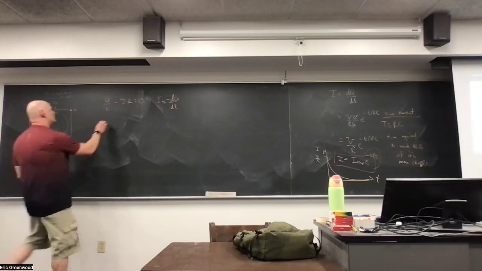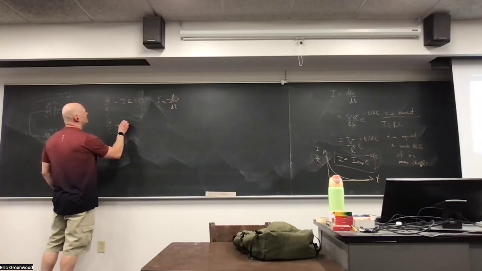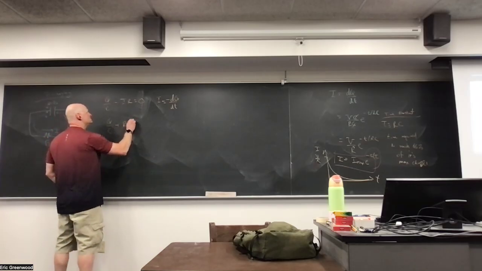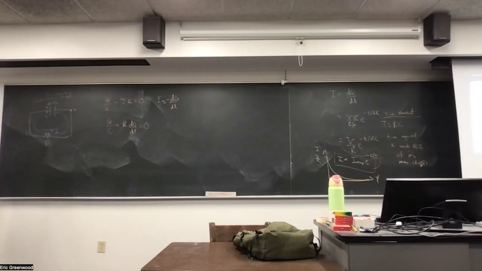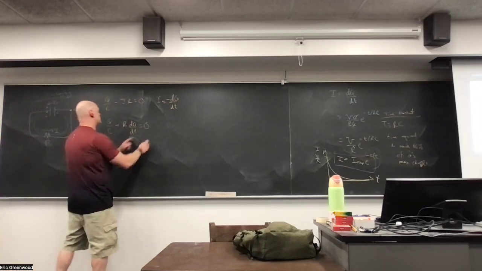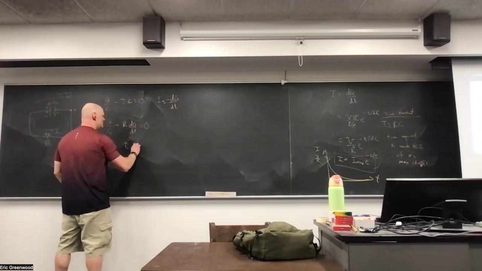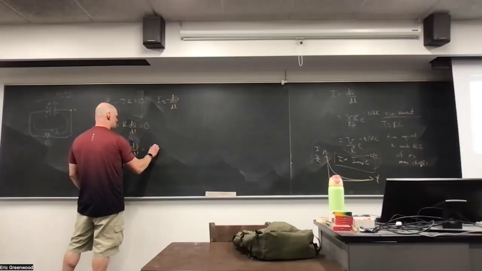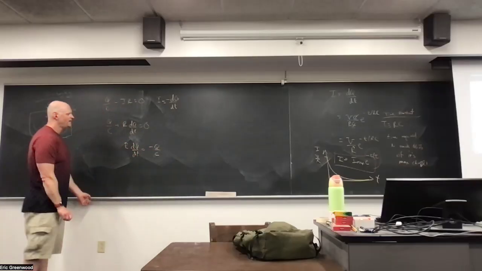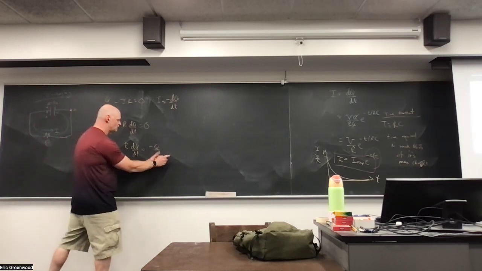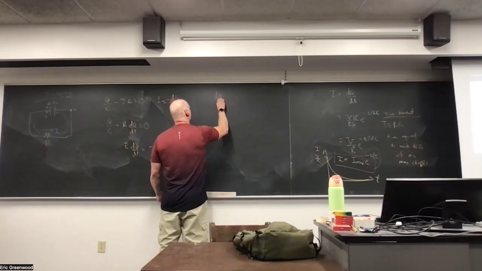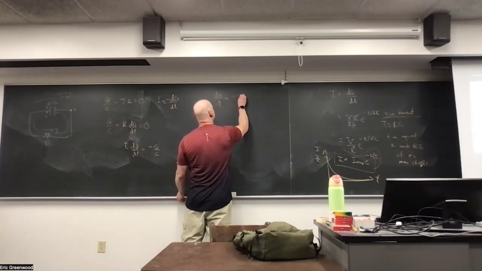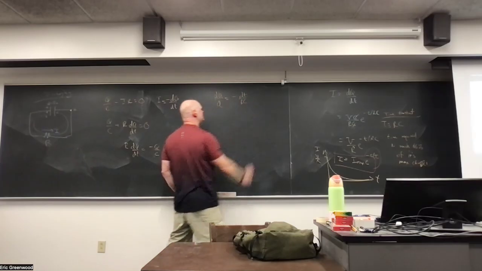Plugging that in, we get Q over C plus R times dq dt is equal to 0. Everyone's doing okay? Let's subtract this term over here. I get R dq dt is equal to minus Q over C. Just like last time, we want to bring all the t terms to one side and all the q terms to the other side. So we get dq over q is equal to minus dt over RC.